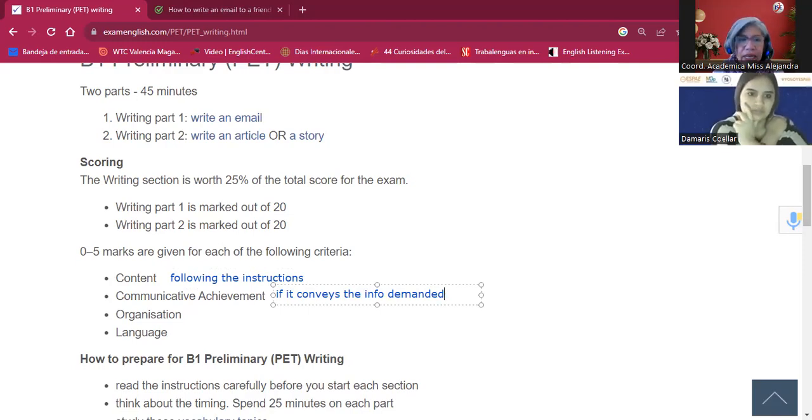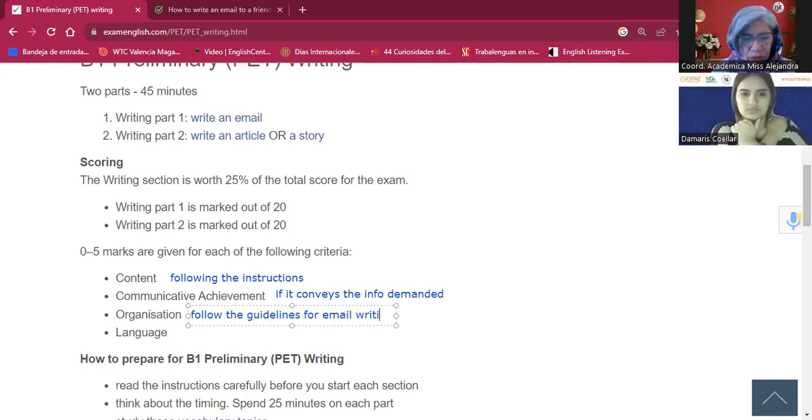If they say you have to ask someone through the email if you can stay at his or her house, there should be that information there. If you have to ask if you want to go to some places or not, it should be there. Then organization. It follows the guidelines for email writing.